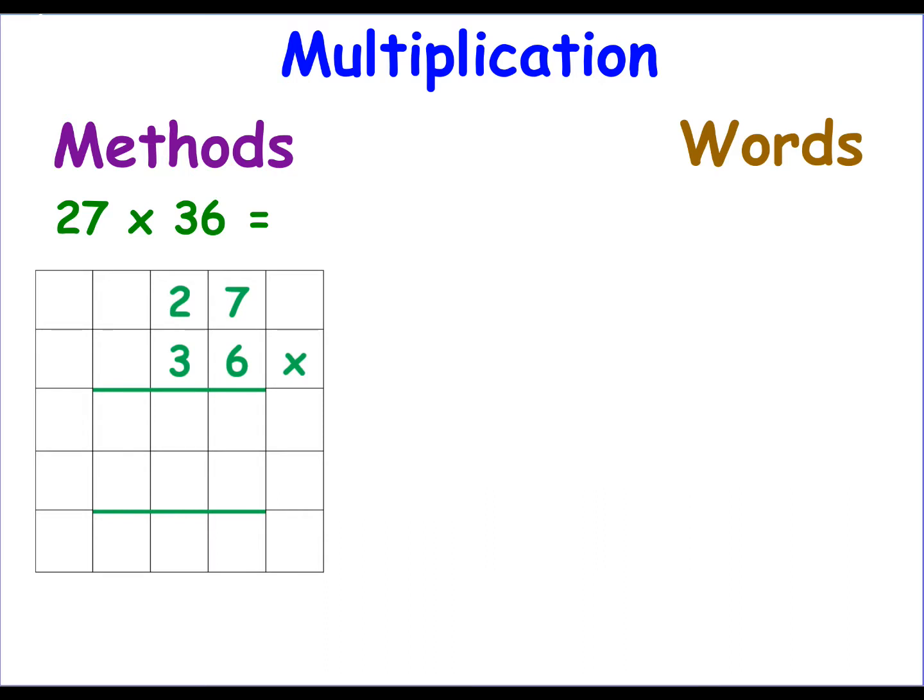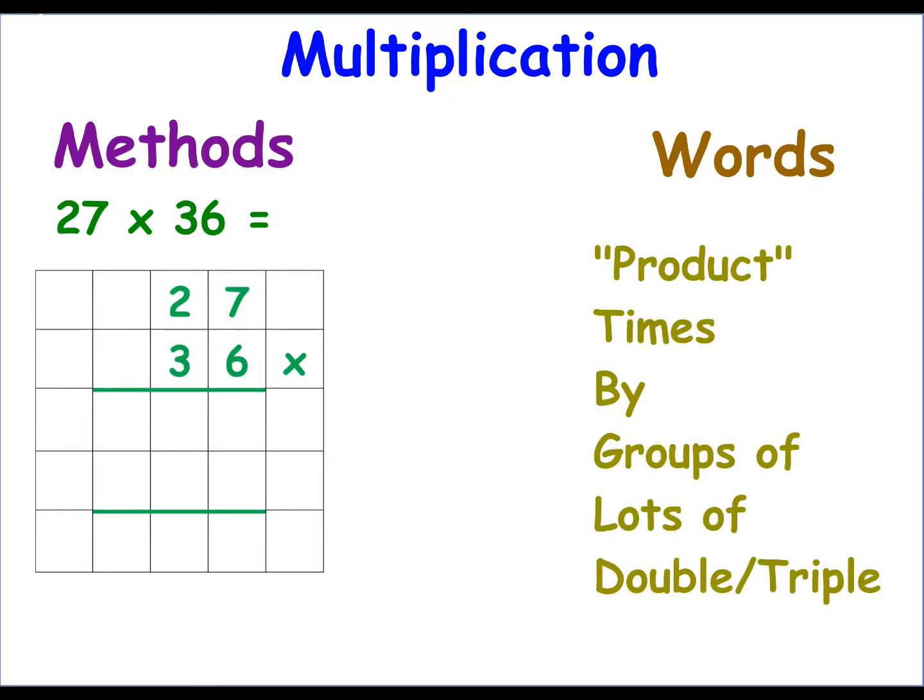So doing multiplications, again, could look as straightforward as this, 27 times 36, or we could get multiplications being given to us in words. So there are some buzzwords we need to know that are telling us to do multiplications. And let's have a look at the list we came up with. The most common buzzword to get you to multiply two numbers is called the product. This is the buzzword for multiplication. So what is the product of 27 and 36?